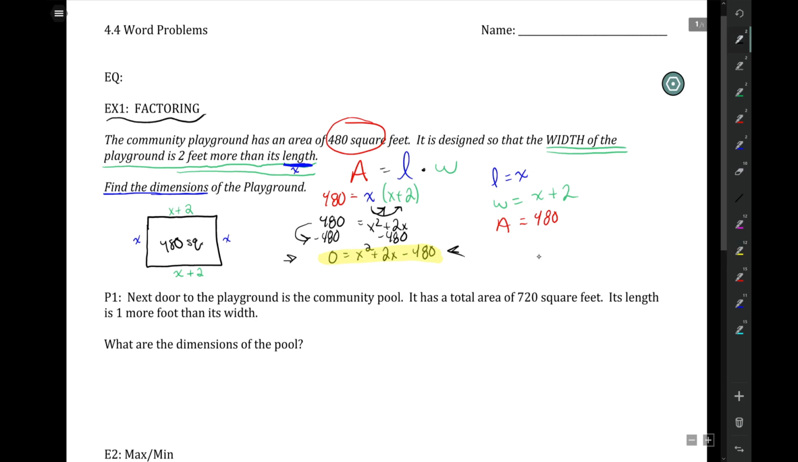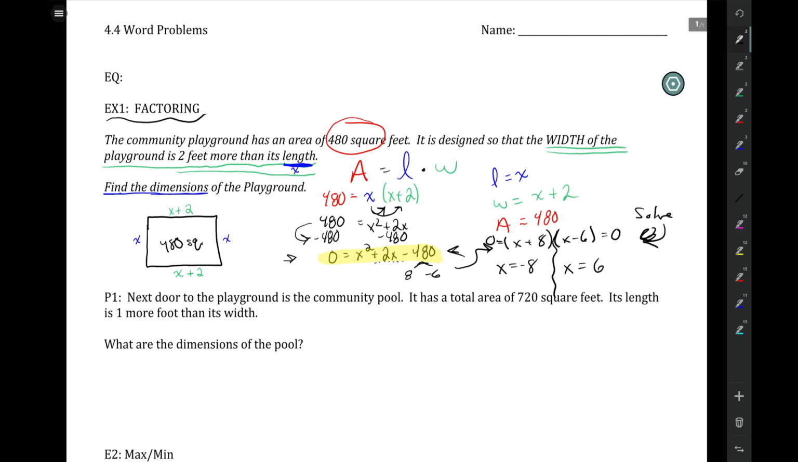So you think about some factors of negative 480 that add to 2. Factors of negative 480 that add to 2: positive 24 and negative 20. Okay, so my factors then are x plus 8 and x minus 6 equal to 0. We still need to solve this. So you split each side up, meaning you have x equals negative 8 and x equals 6.